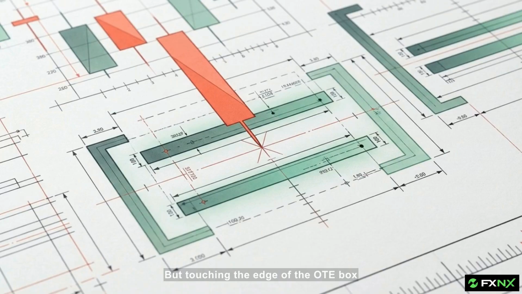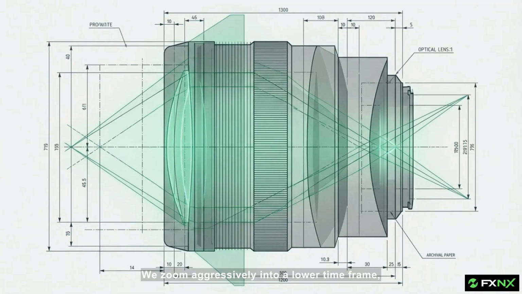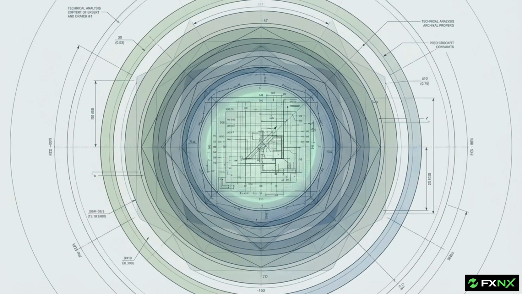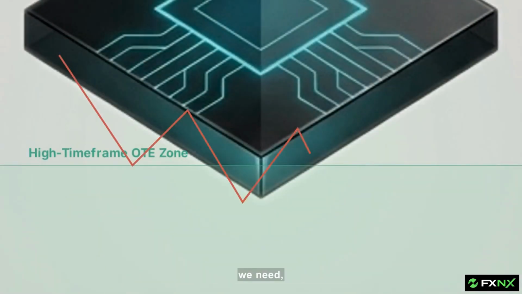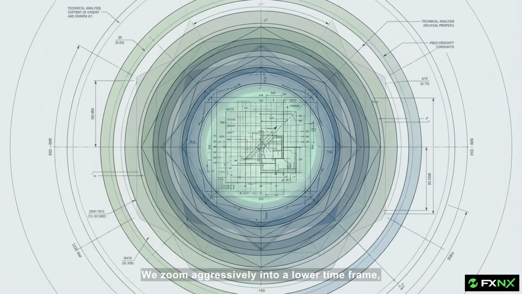But touching the edge of the OTE box is not a buy signal. Entering blindly the exact millisecond the price hits the line leaves you vulnerable to catching a falling knife. As the price bleeds down into our zone, we shift our perspective. We zoom aggressively into a lower time frame, like the 1-minute chart.